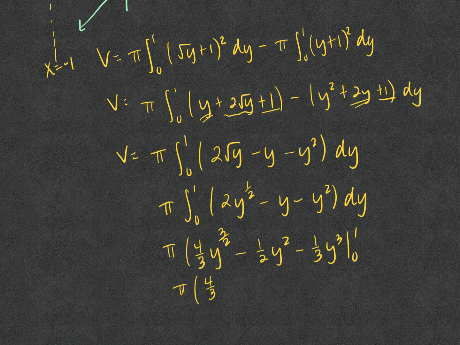When I evaluate at 1, I get 4/3 minus 1/2 minus 1/3 minus 0 plus 0 plus 0. Life is good. So we have 4/3 minus 1/2 minus 1/3. I can do that separately and come up with pi over 2 to be our final answer. So it's a nice and pretty problem. But the important thing is rotating around that outside line.